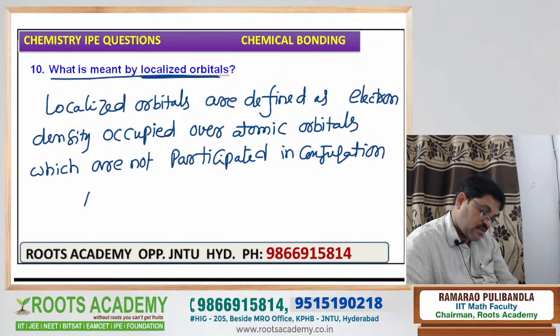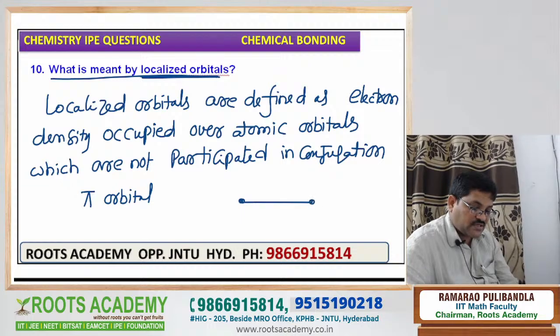One of the best examples is what? Pi orbital. Pi orbital is a localized orbital. For example, take the example of a pi bond. So this is a what, students? This is a sigma bond. Generally, the pi bond is formed after the formation of what?